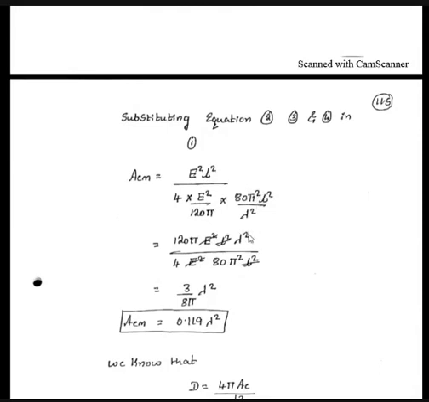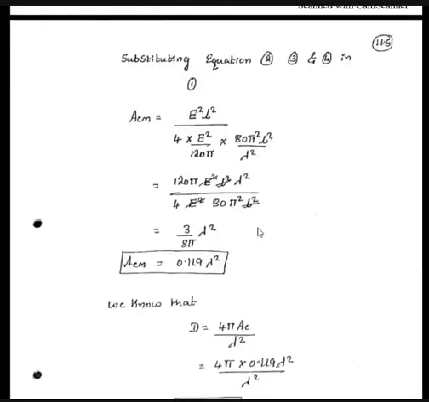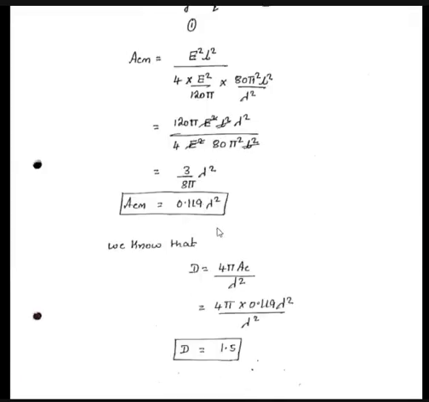If we simplify this particular equation, we will have 3 divided by 8 pi times lambda square, which is again represented as 0.119 lambda square. The maximum effective aperture of a short dipole of length L is equal to 0.119 lambda square.